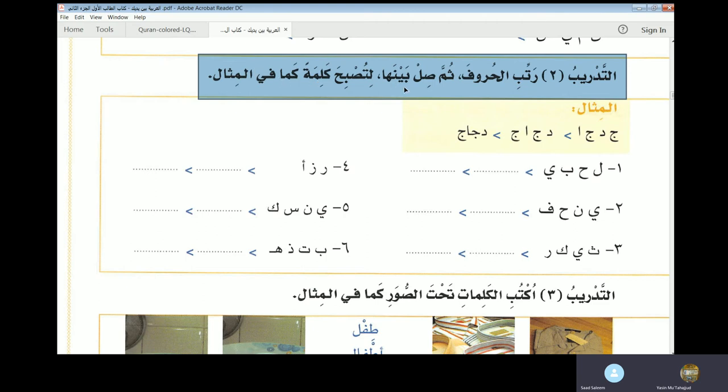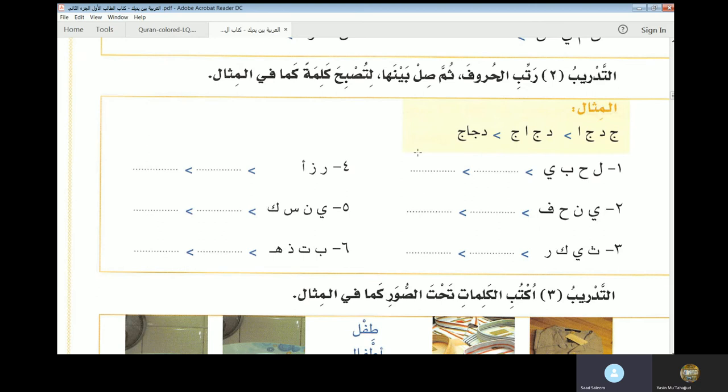So what word will be made here? First you will arrange these alphabets here, then it will become a word here. What is the word? I don't know, that one is kind of tough.